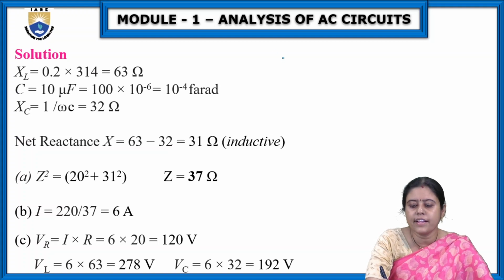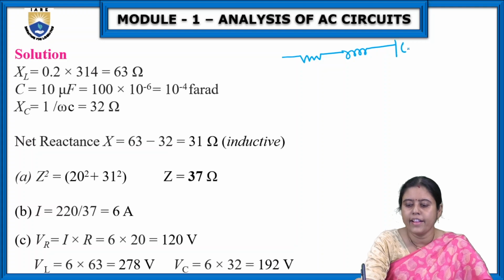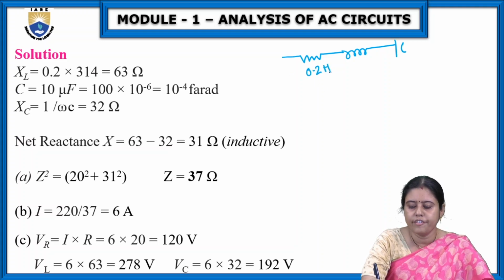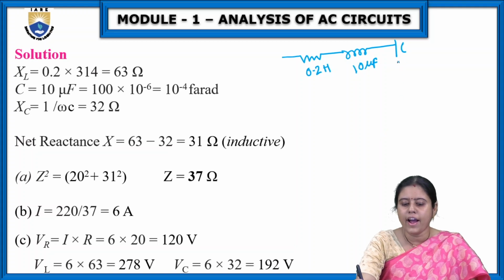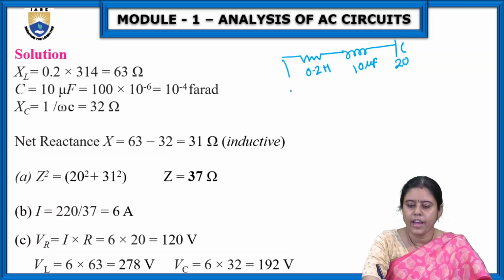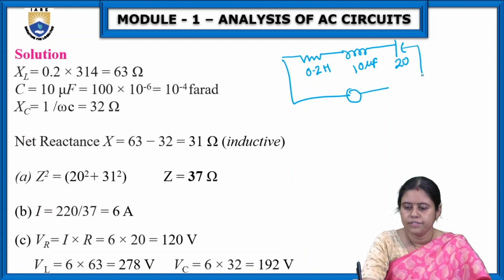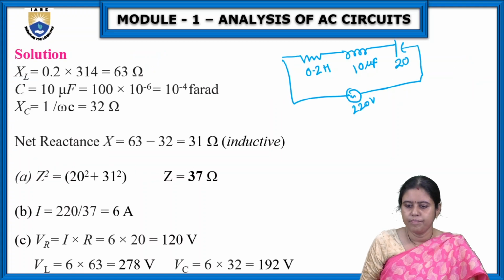I will draw it nicely: R, L and C. The value of L is 0.2 Henry. The value of C is 100 microfarad. And the value of R is 20. And we are giving one source voltage of 220 volt, 50 hertz.